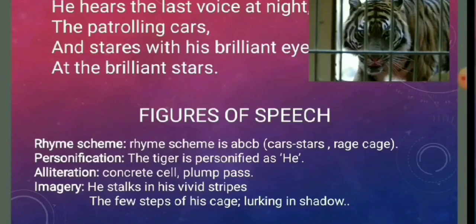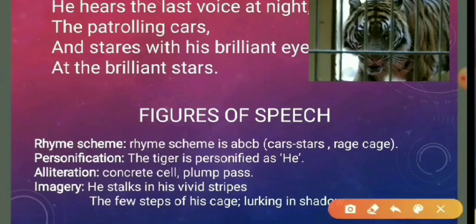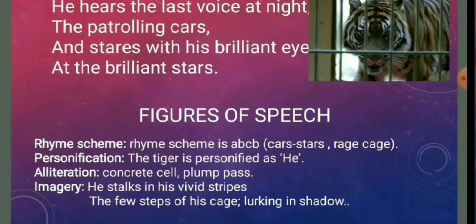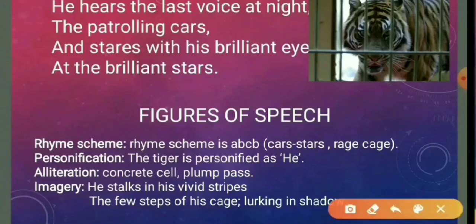Now we will see the poetic devices in this stanza. First of all, we will see rhyme scheme in this stanza. Night, cars, eye, stars. It is A, B, C, B. Rhyme scheme becomes A, B, C, B. Next poetic device is assonance, effect of eye. His brilliant eye. In this, with his brilliant eye, effect is prominent. It is known as assonance.